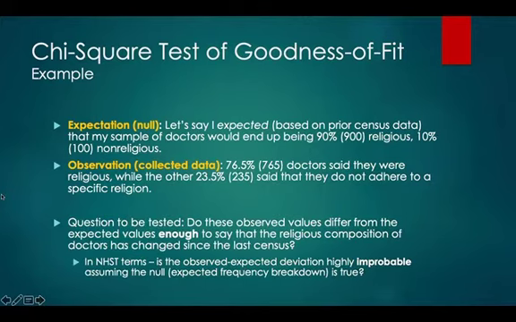Now, the question I want to test here is, do these observed values differ from the expected values enough to say that the religious composition of the doctors has changed since the last census? In null hypothesis significance testing terms, is the observed-expected deviation highly improbable, assuming the null, or the expected frequency breakdown, from the prior census?